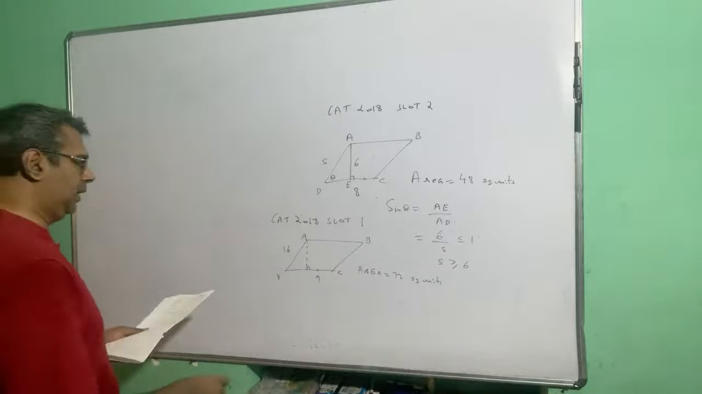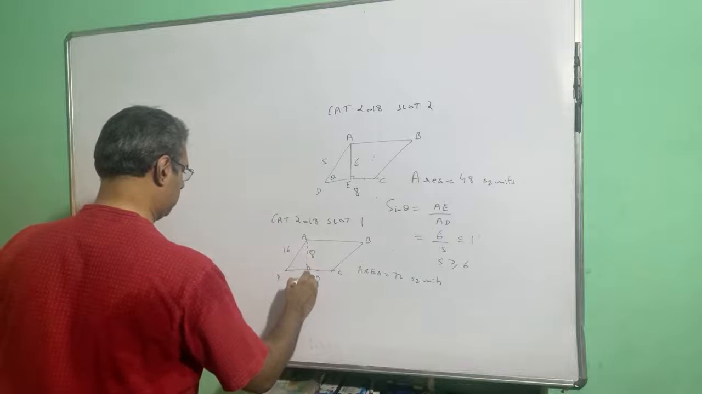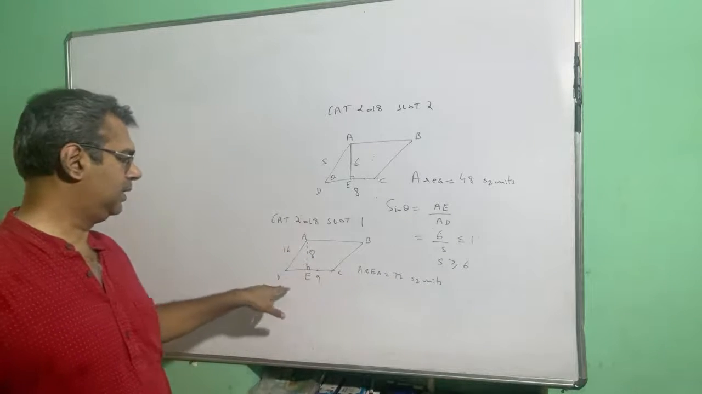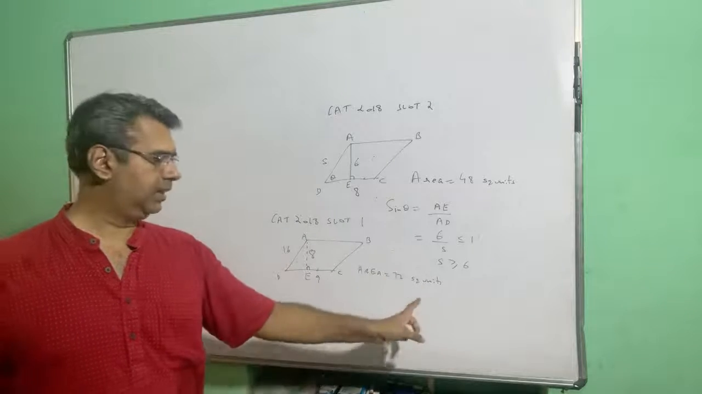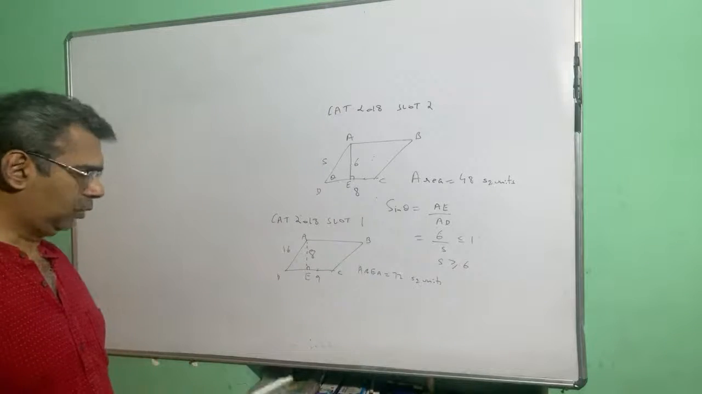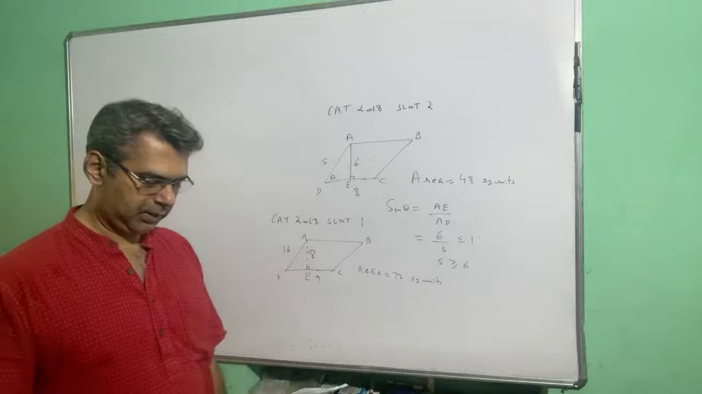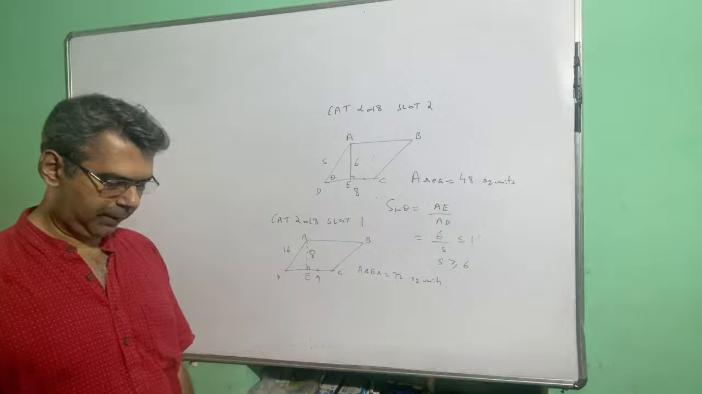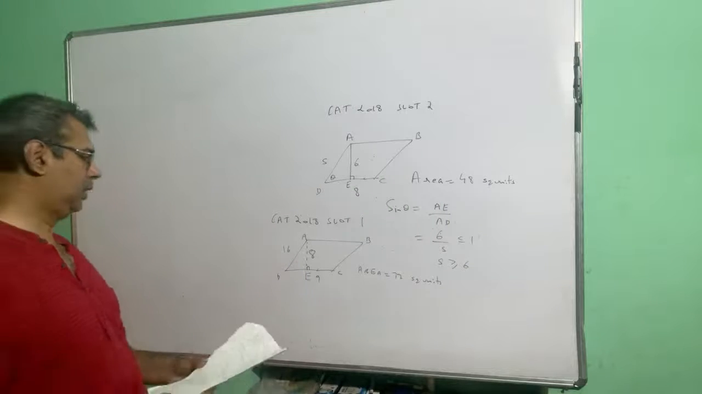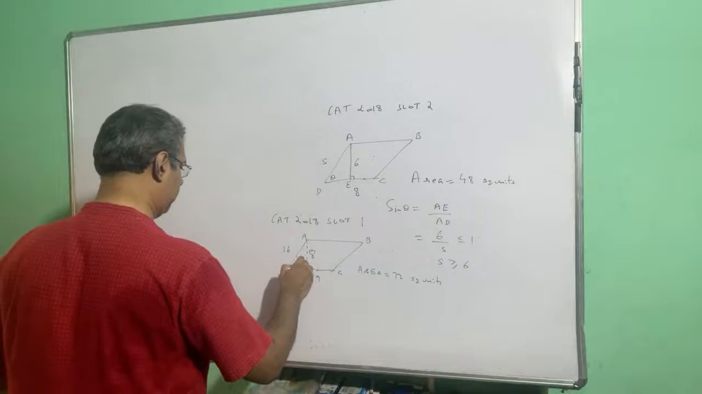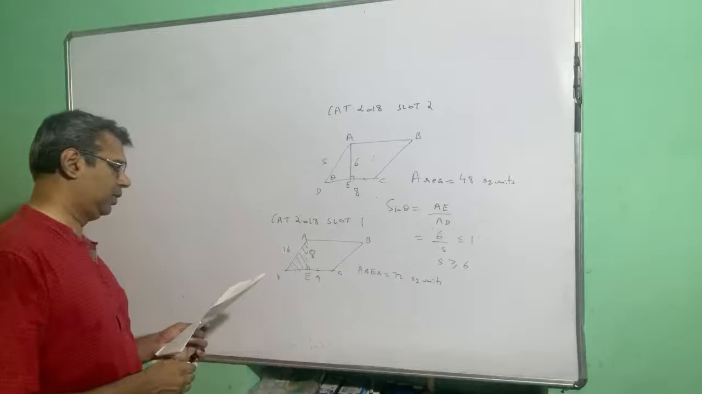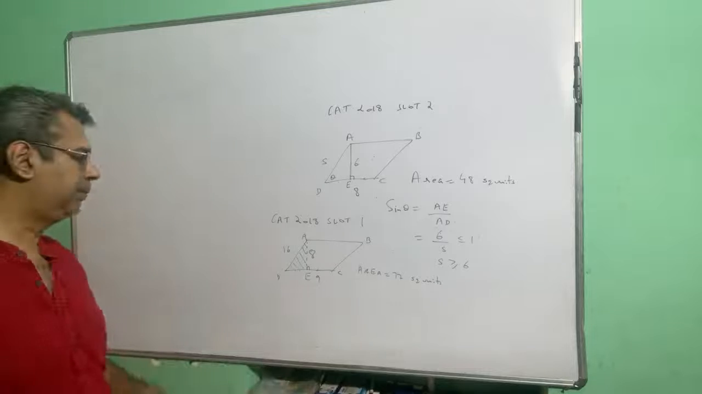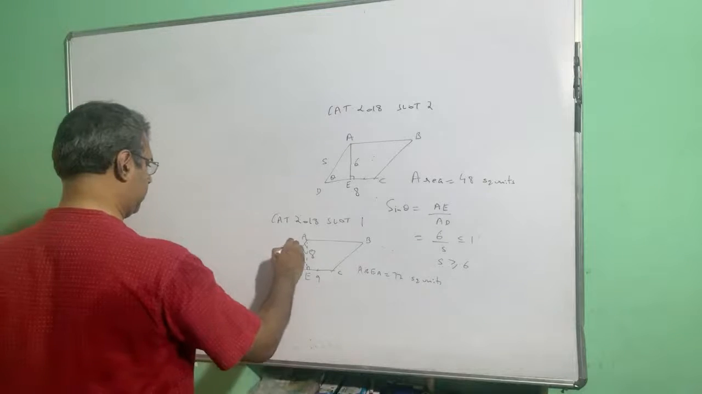So you know that area is base into height. So the height will be 8 because you know the area is base into height. So base is 9, so height has to be 8 because 9 8s are 72, right? Now the question which came in the CAT paper is: what is the area of triangle ADE? This was a question. So basically you have got 16 and you have got 8.